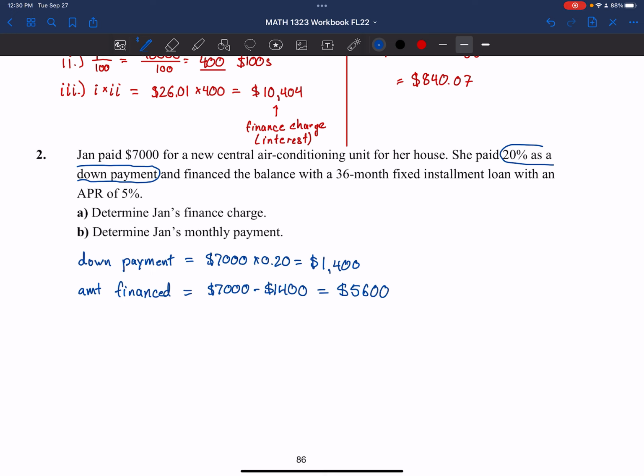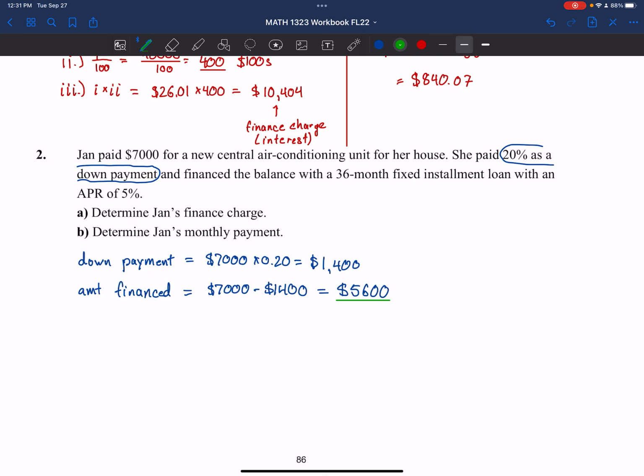But from here, we can go ahead and actually do the computations, similar to what we did above, just using this as our amount financed. So I'd encourage you to maybe pause the video and try it. So let's go through the 2 steps.